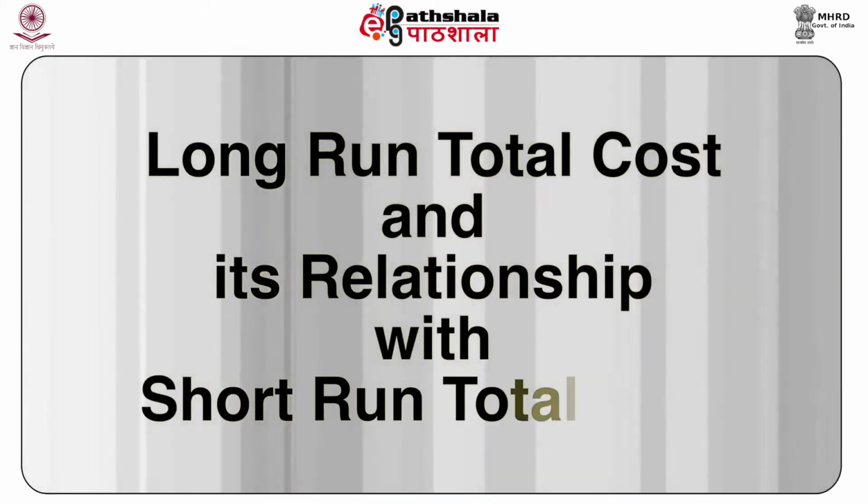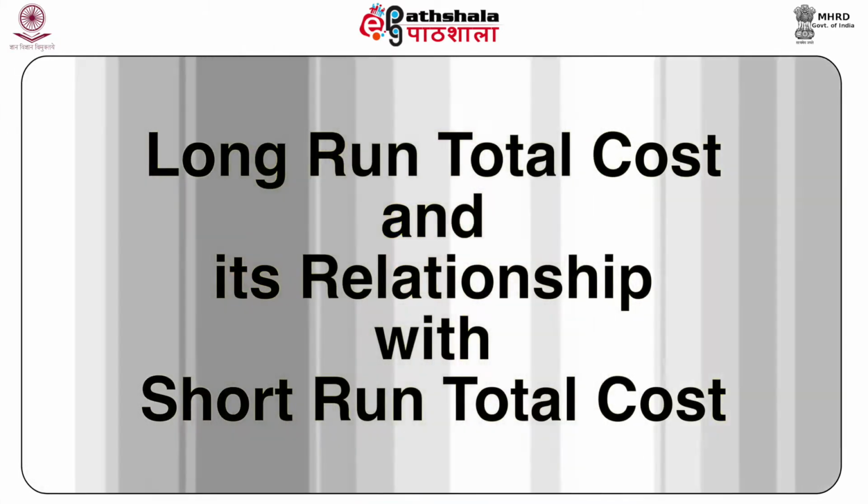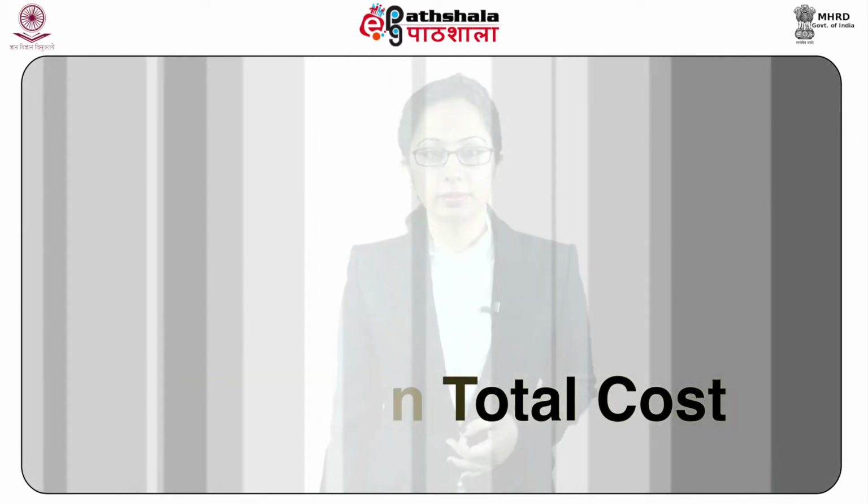In the next section, we will discuss the long run total cost curve, its derivation and shape. This is followed by the derivation of the long run average cost curve and the reason for its U-shape. Thereafter, the long run marginal cost is defined and derived. Long run total cost and its relationship with short run total cost.